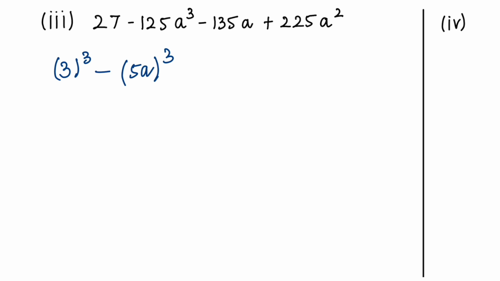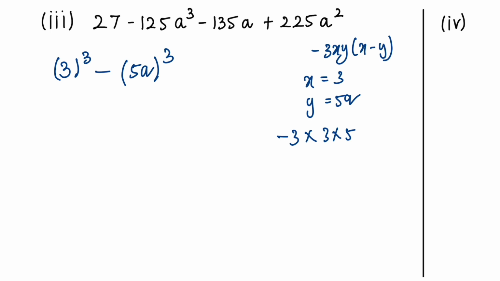Now from these two terms, what can you take? Obviously if you see this, this should be of the form x minus y the whole cube, right? You can guess that right from the question itself. So it should be minus 3xy into x minus y, right? So we know the values of x and y here. x is 3 and y is 5a. So minus 3xy, what would it be? Minus 3 into 3 into 5a, that is minus 9 into 5a, minus 45a. So minus 45a should be your minus 3xy, right?